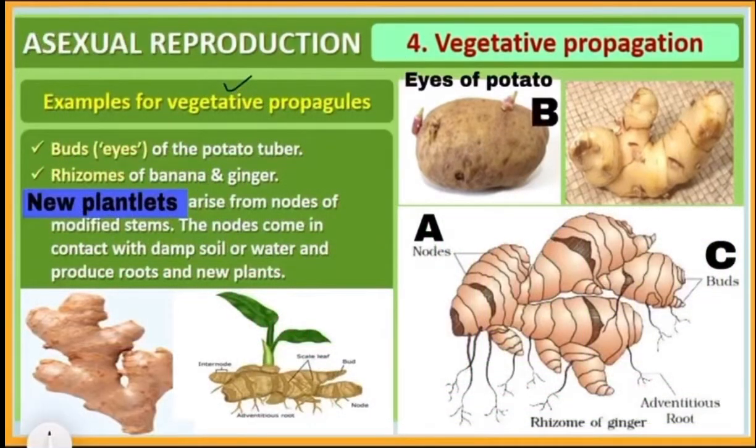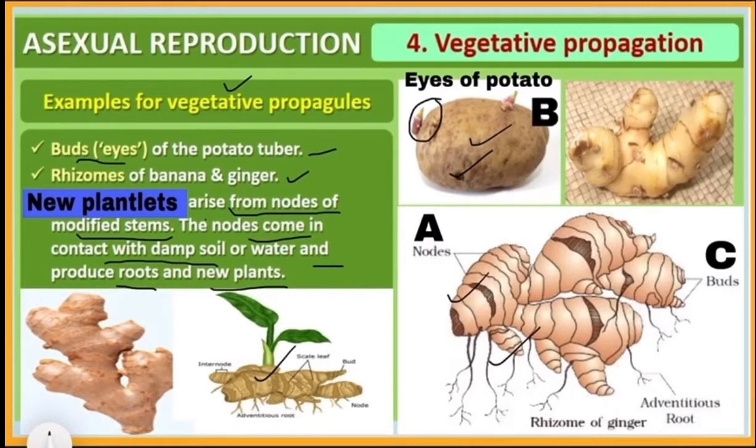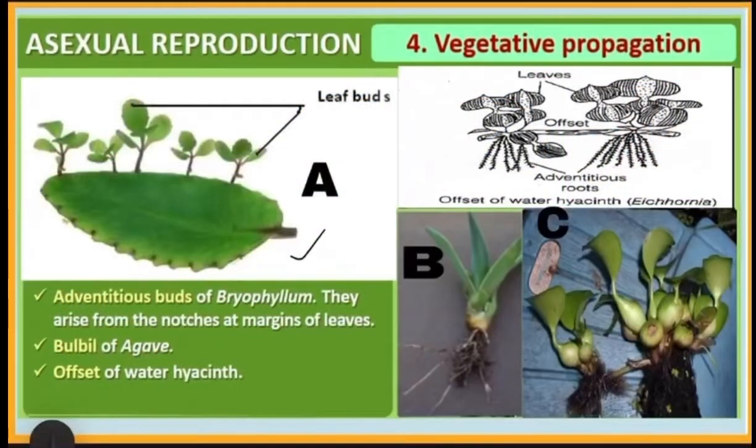Here are the examples of vegetative propagules. Number 1, buds or eyes of potato tuber. This is potato tuber. Second, rhizomes of banana and ginger. This is the rhizome of ginger. New plantlets arise from nodes of modified stem. This tuber and rhizome are modified stems, and the nodes of these help in producing new plantlets. The nodes come in contact with damp soil. Whenever these nodes come in contact with damp soil or water, they produce roots and they form new plants. This is the new plant arising from the nodes, and this is also a new plant arising from the node of tuber. Clear?